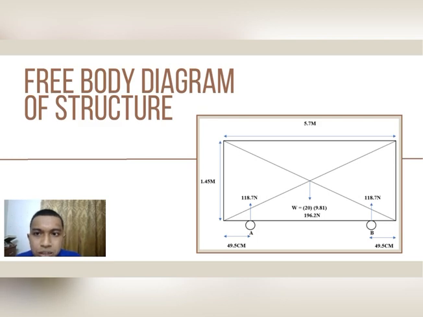Point number 2 is the free body diagram of the structure. As you can see in the image below, the width of the structure is 5.7 meter and the height of the structure is 1.45 meter.